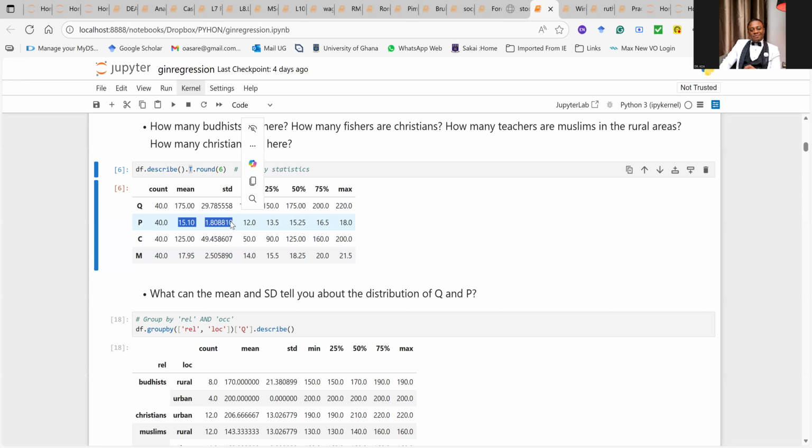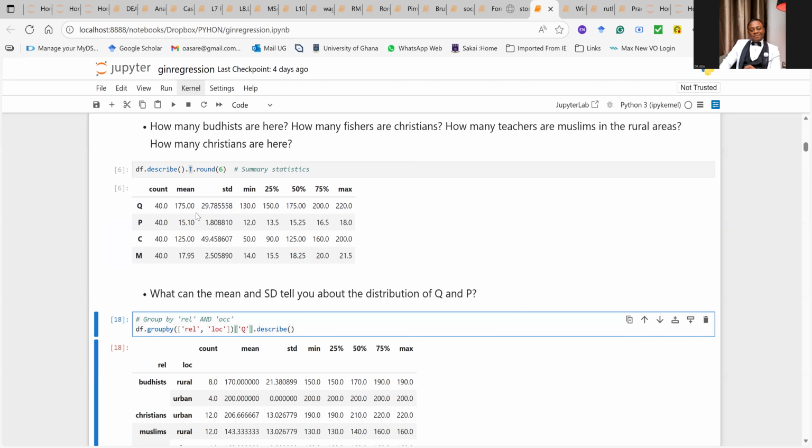Here's a point to take note. Anytime the mean is less than the standard deviation, there is a lot of variability in the data set. Write it down. In the same way, if the mean is above the standard deviation, there's not much variability. That's all. You can also do the descriptive statistics by group.